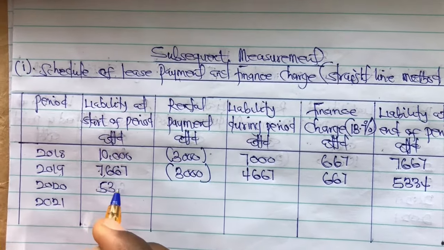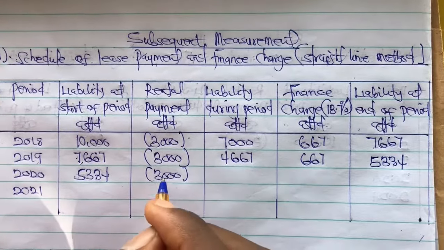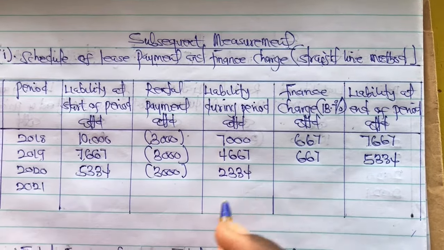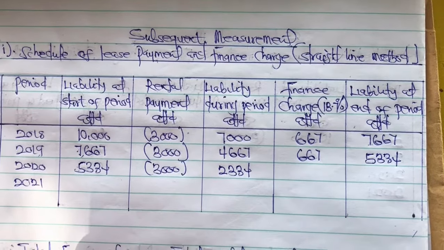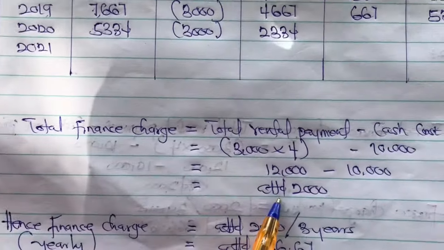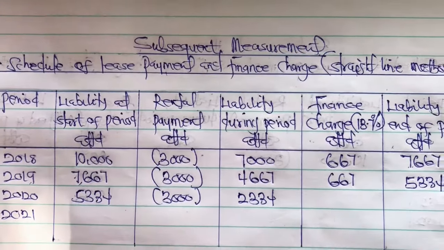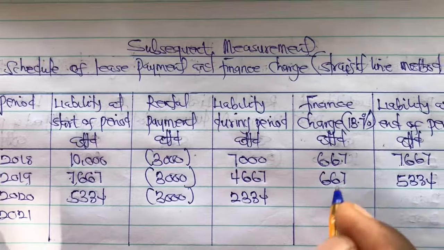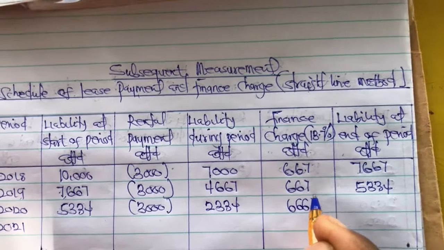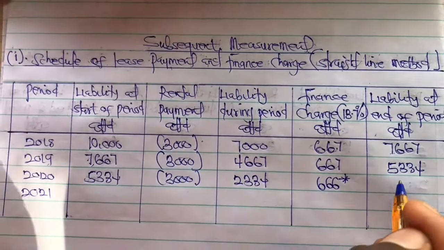Remember that the liability at the close of 2019 becomes the opening liability for 2020. So that is 5,334. Consider the rental payment as 3,000 Ghana cedis. So when we take the rental payment from the opening liability, we are going to get 2,334 Ghana cedis. But remember that the total finance charge is 2,000 Ghana cedis. Is that clear? It means that when we add the 3 finance charges, it's supposed to give us 2,000 Ghana cedis. So we had 667 and 667, so we are left with 666 Ghana cedis. So the 3 will give us an amount of 2,000 Ghana cedis as the total finance charge. I've rounded this balance. So when we add this to this, we are going to get an amount of 3,000 Ghana cedis.